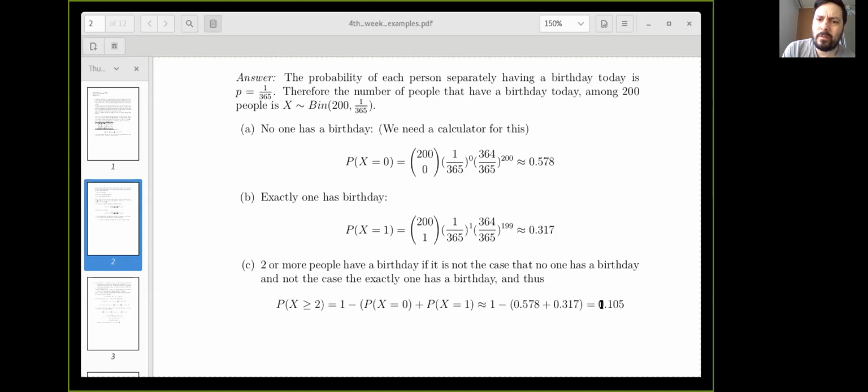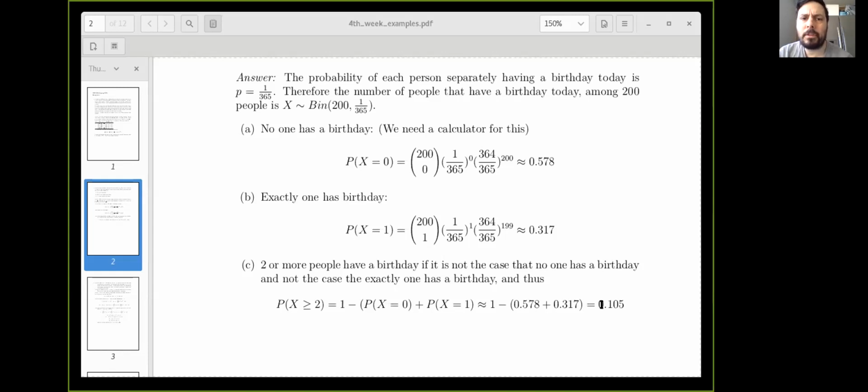So that's 200 over 365 times 364 over 365 to the power of 199. So it turns out it's 0.317, 0.317 being the probability of exactly one person having a birthday.